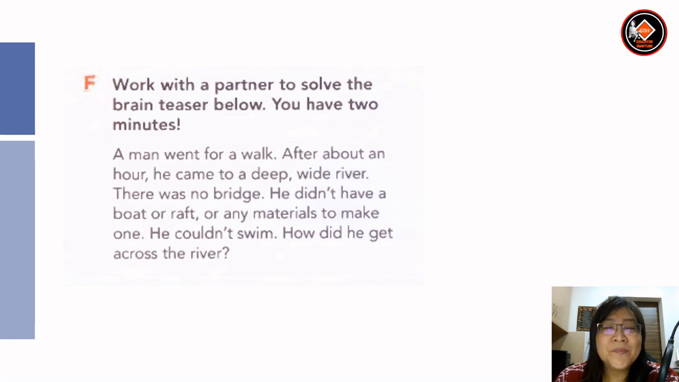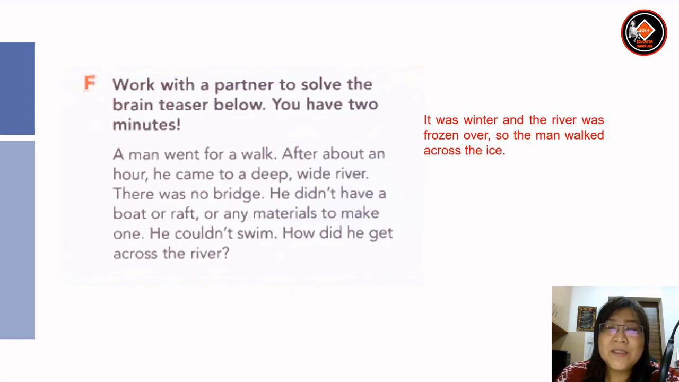Answer is, it was winter and the river was frozen over. So the man walked across the ice.